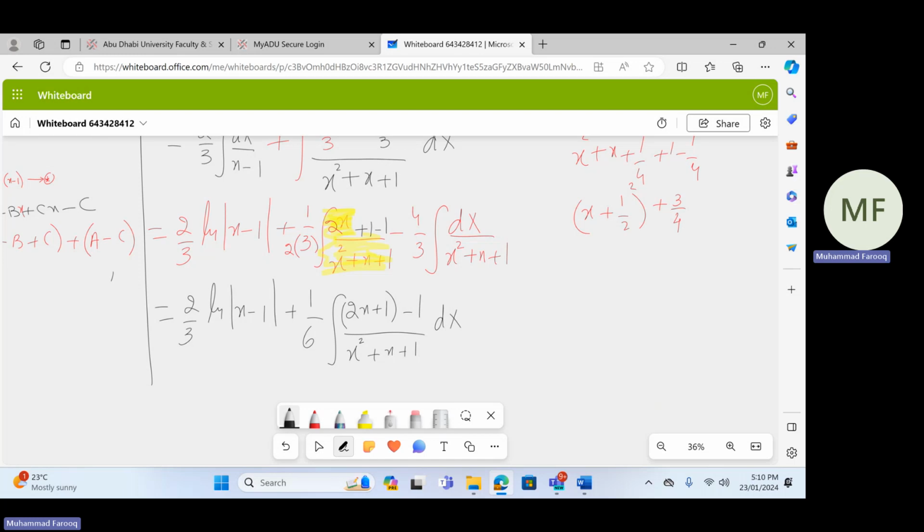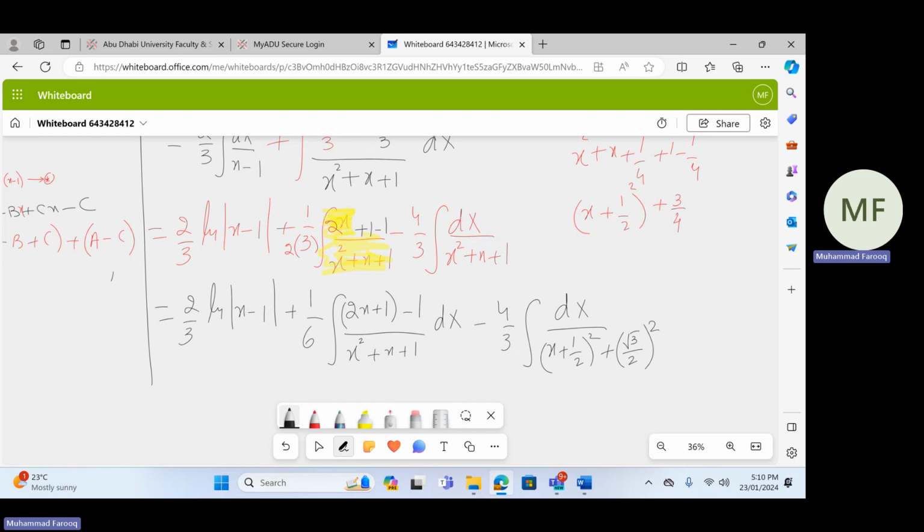Come now, this one, please. I told you here, what you have here? Completing square. Understand? So you have minus 4 by 3, integrate dx. Now it becomes x plus 1 by 2 squared plus square root 3 over 2 squared. Can I write 3 by 4 like that? Yes. Do you know why I make it like that? It is tan inverse. That's why I made it.